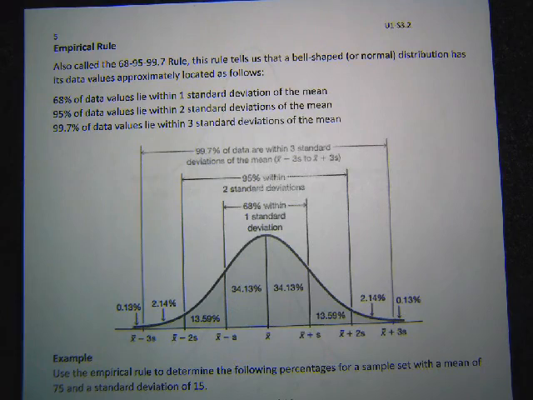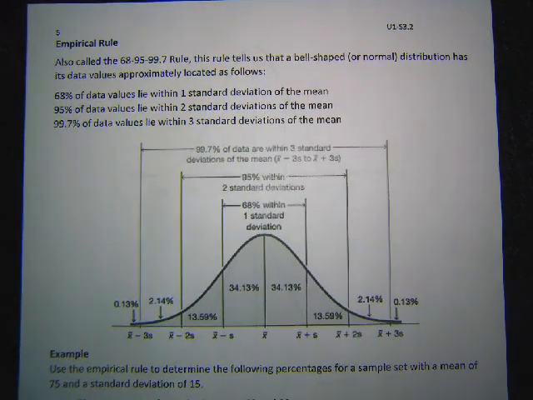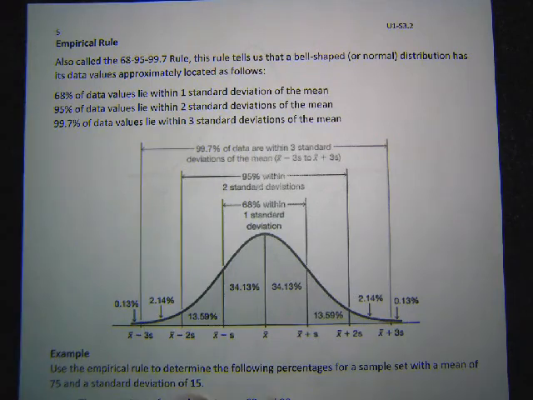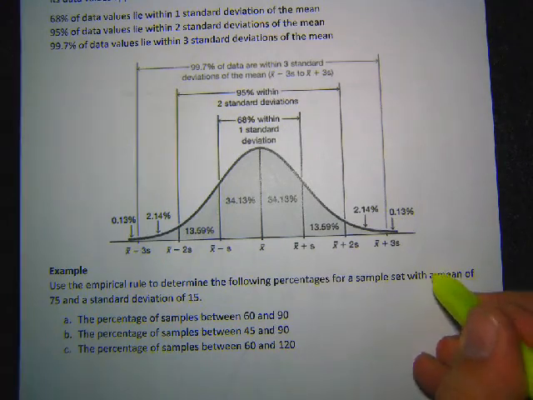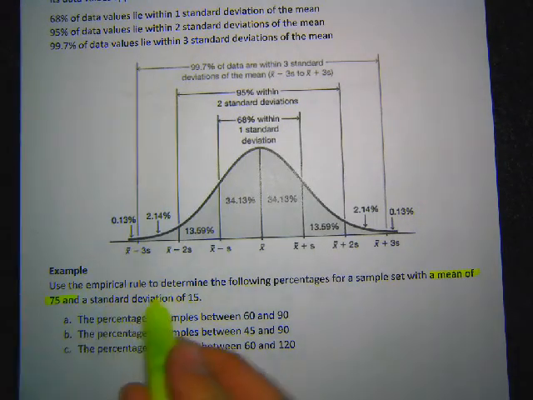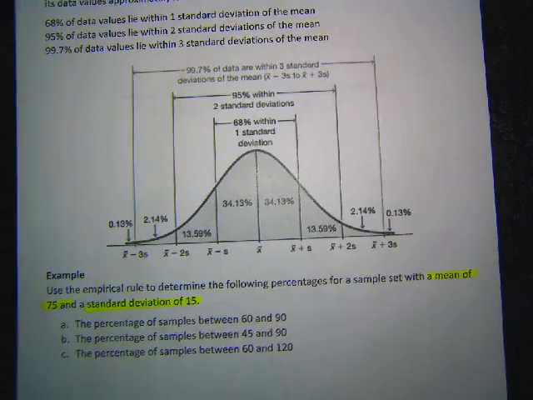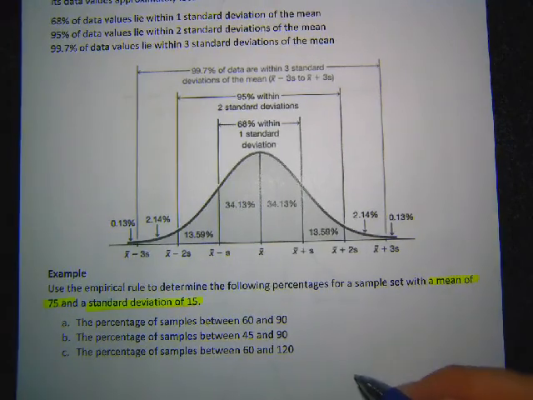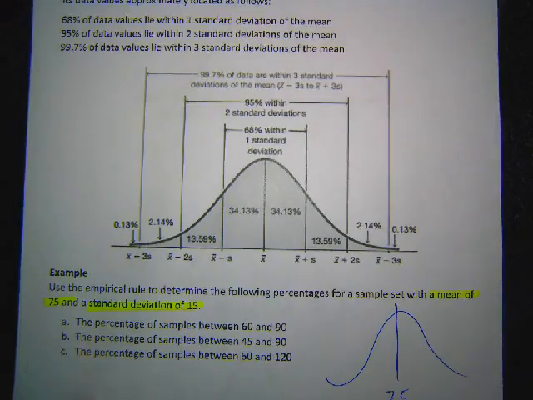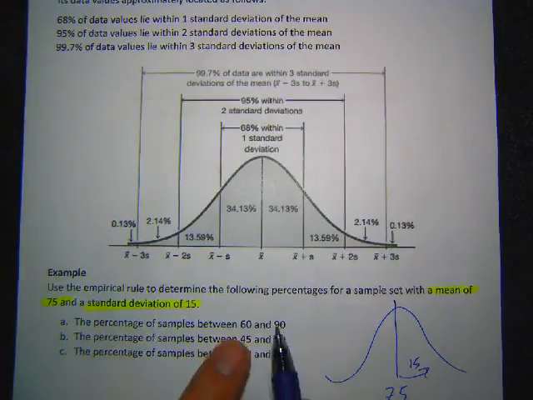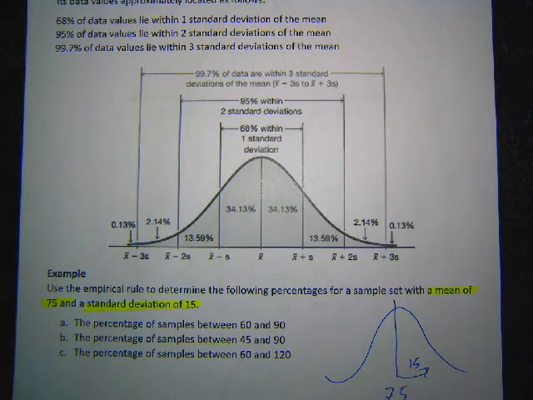Okay, we're going to use this 68, 95, 99.7 rule and figure out a couple things given this information down here. They tell us that they have a set of data with a mean of 75 and a standard deviation of 15. So if we think about this chart, with the mean in the middle at 75 and the distance we move for each bar being 15, what would be the percentage between 60 and 90? We're going to do the percentage between 45 and 90, and the percentage between 60 and 120. We're going to do all 3 of them.